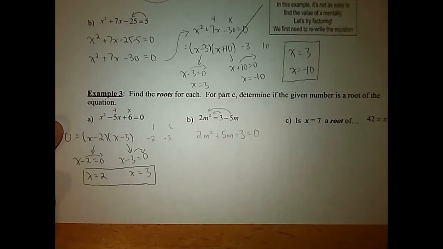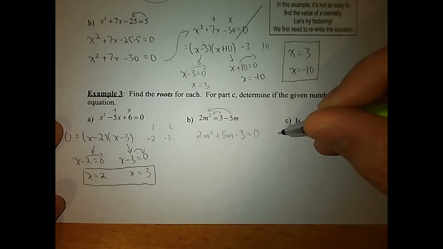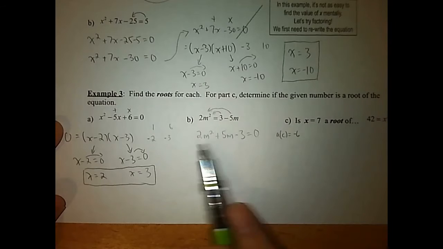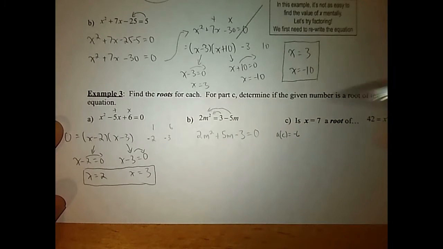And now this is just our factoring like before. So here we can use the x trick or decomposition if we want to factor this. I'll use decomposition, I guess. So I'm going to think of two numbers that multiply to give me negative 6, because negative 3 times 2 will give me negative 6, that add to give me 5.